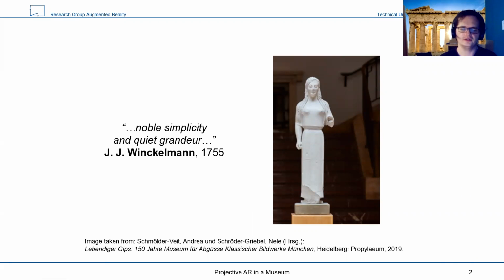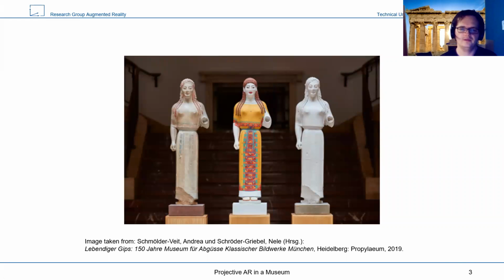In the middle of the 18th century, the German archaeologist Winkelmann said about ancient statues that they have a noble simplicity and quiet grandeur. He was talking about the paleness of the statues, but many statues in ancient times were brightly colored. If we have a look at this picture, we can see a kore, that's a statue of a Greek woman. The statue on the left side is the original one with traces of the original color. And in the middle, we can see a reconstruction that is giving us an idea how the statue might have looked like in ancient times.